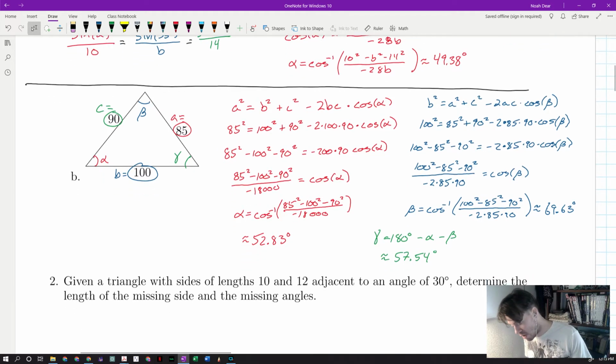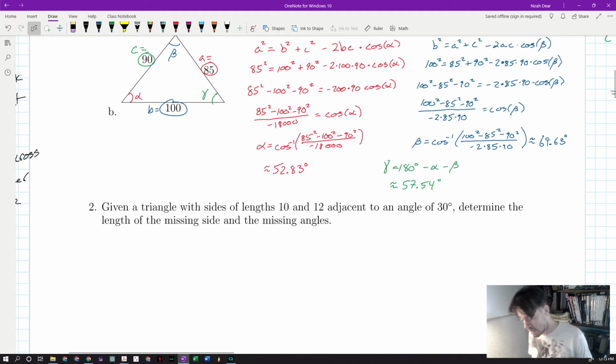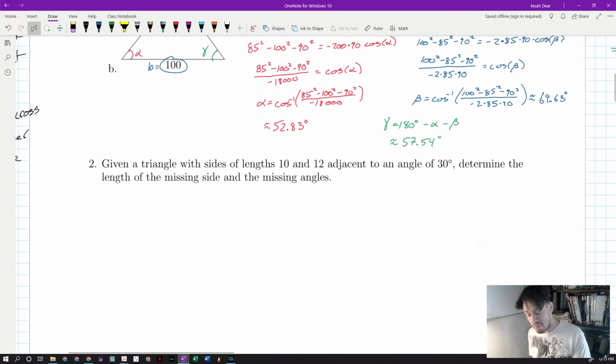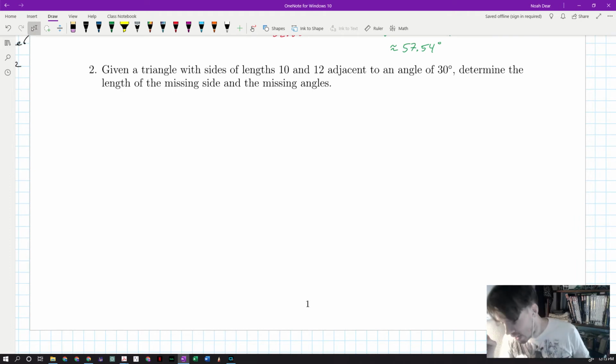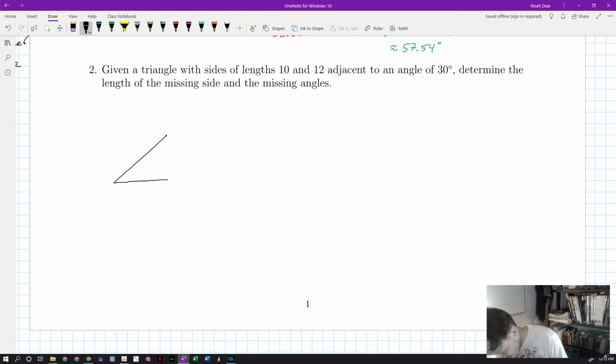All right, let's move on to number 2. Here, we're not given the picture, so we have to draw it ourselves. Given a triangle with sides of lengths 10 and 12, adjacent to an angle of 30 degrees. I'm going to pause for a second before I finish reading it. I have an angle of 30 degrees, about like that, and sides of length 10 and 12. If that's 12, then a little shorter for 10. Give or take that.